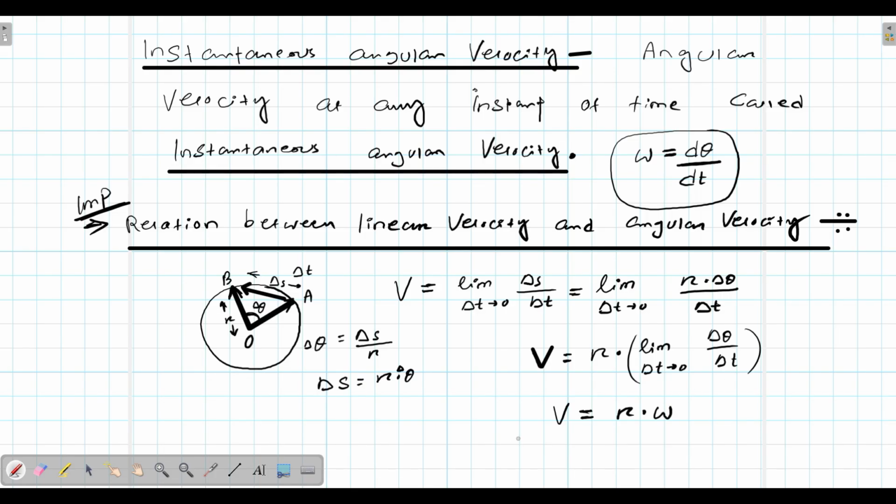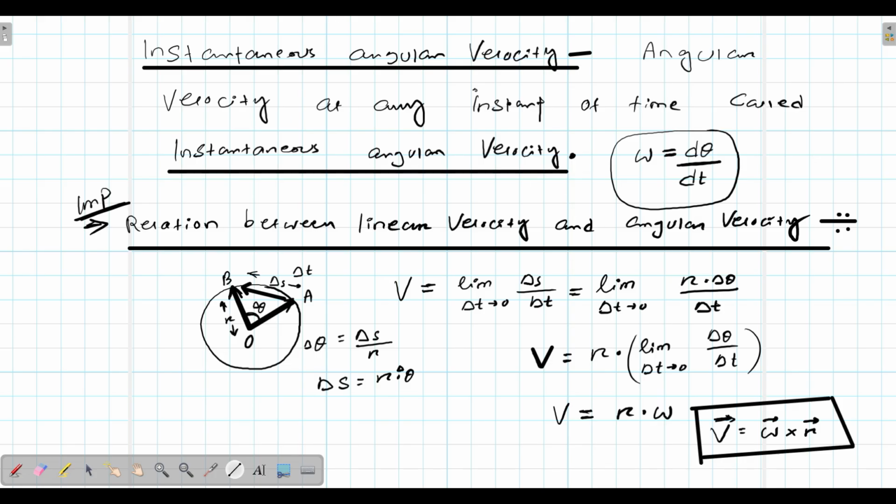V equals to omega into r. So that is the relation between linear velocity and angular velocity. V is the linear velocity, omega is the angular velocity. V equals to omega into r.